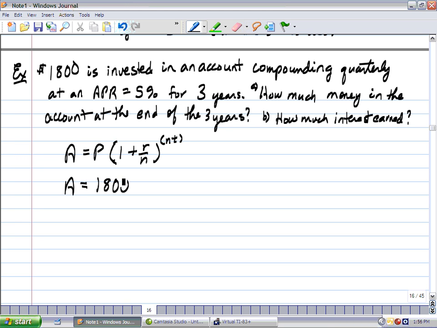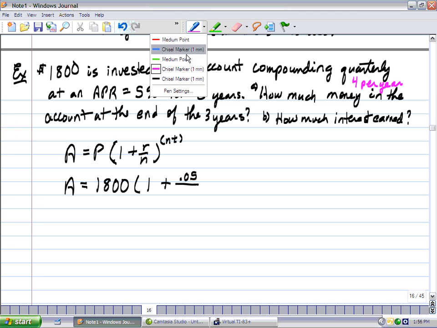Okay, so the principal is $1,800. The rate is 0.05, because remember I have to change it to a decimal, so move the decimal 2 to the left. It's going to be compounding quarterly. How many quarters are there in a year? 4 per year.